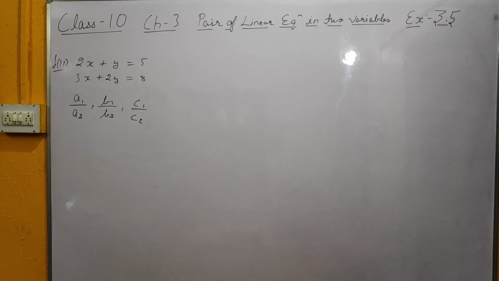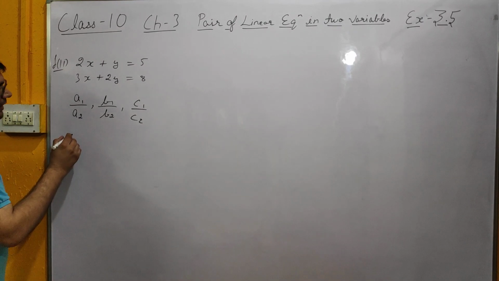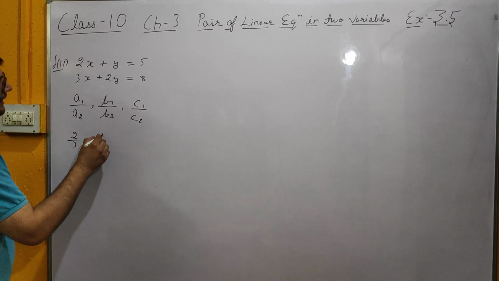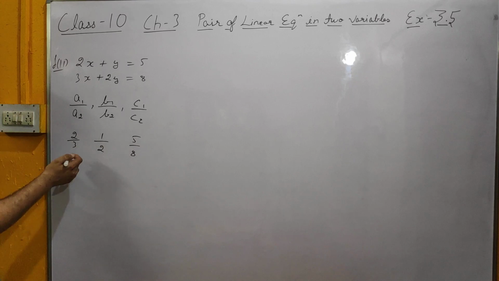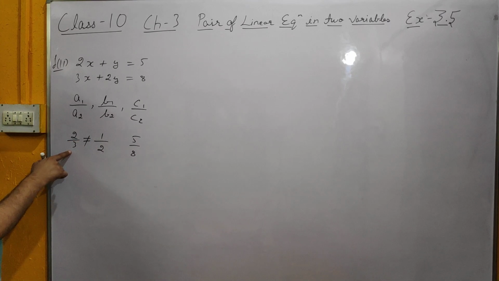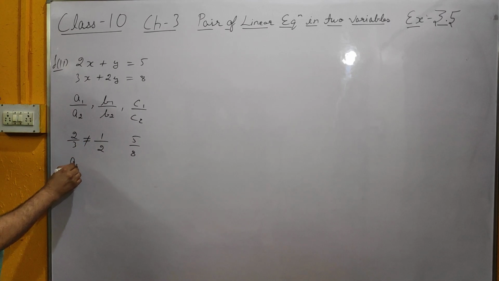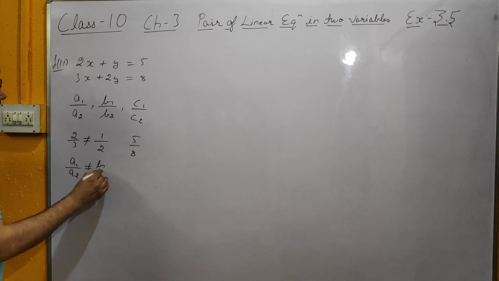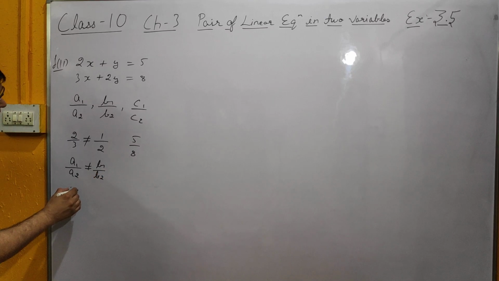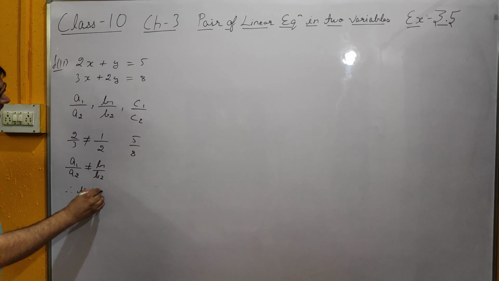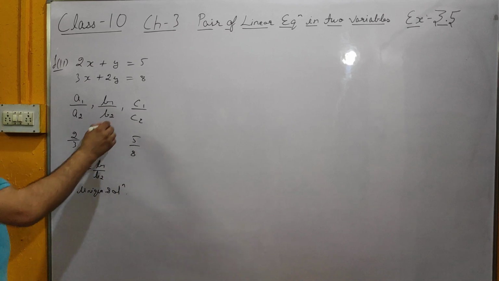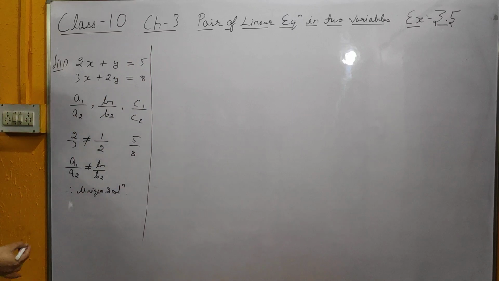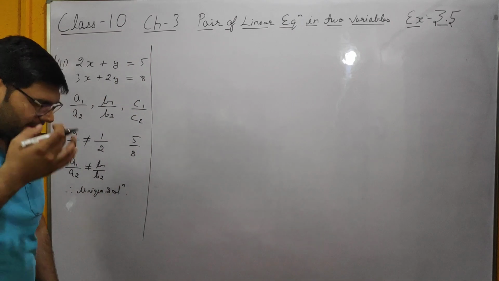Now second part, and this also we will just check first of all. So 2 by 3, then 1 by 2, and then 5 by 8. So clearly here only 2 by 3 is not equal to 1 by 2. No need to check further. So a1 by a2 is not equal to b1 by b2. Therefore, a unique solution will be there and the lines will be intersecting. So we need to solve by the cross multiplication method.